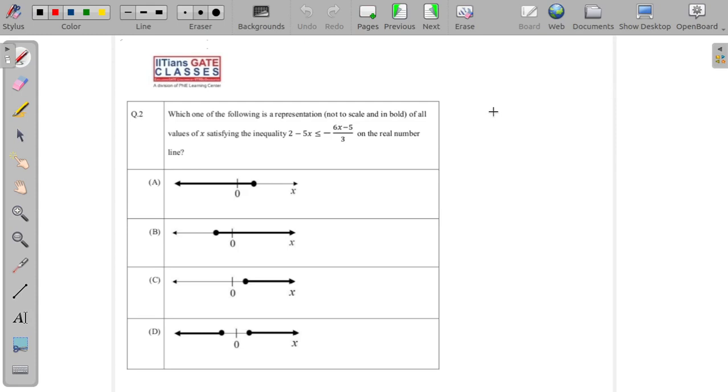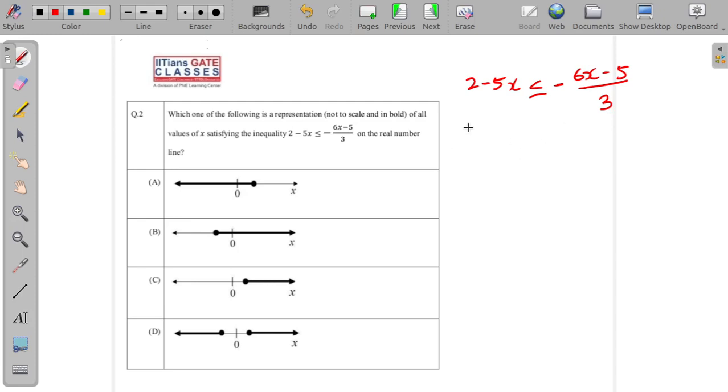Which one of the following is a representation of all the values of x that satisfy this inequality on the real number line? So it's a straightforward question. Just rearrange the given expression and select the appropriate diagram. So let's start. We have 2 minus 5x is less than or equal to minus of 6x minus 5 all divided by 3.